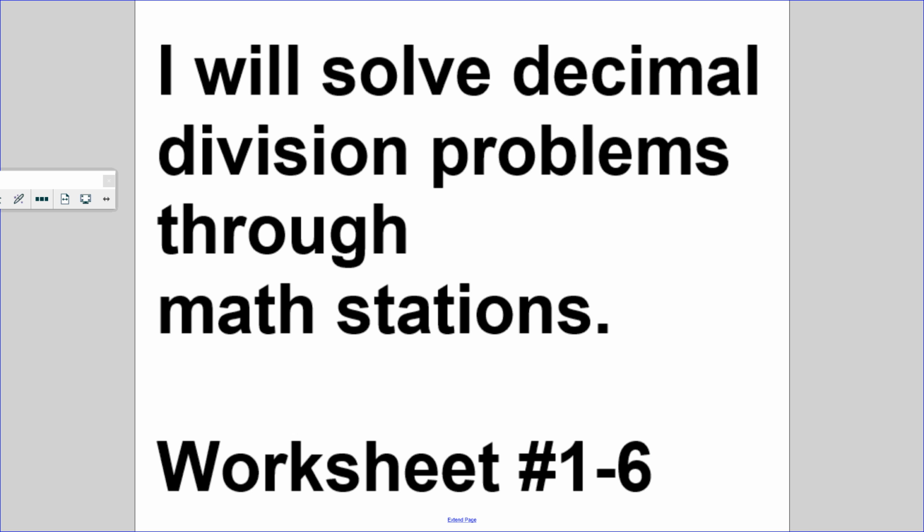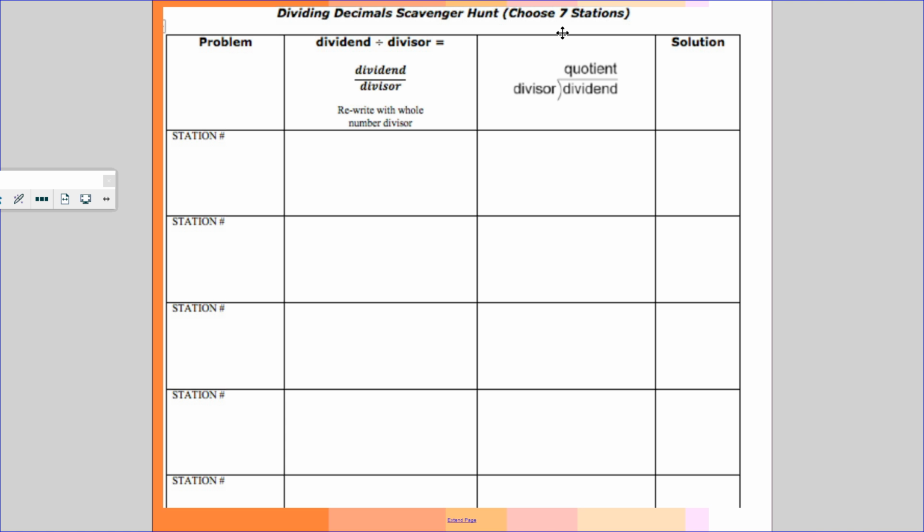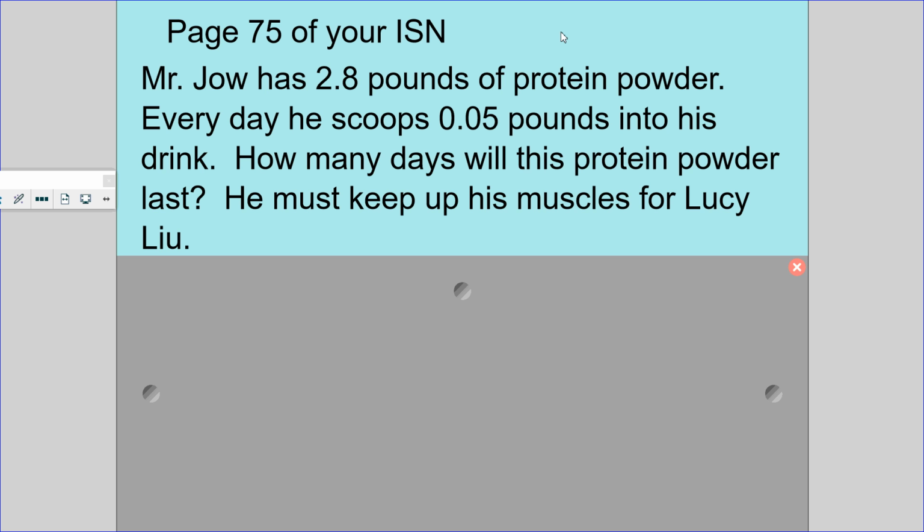So today you're going to be going through math stations. That means you will be answering about 10 questions that are hung up around the wall, and you're going to go around and answer different stations to practice your division of decimals. But before we do that, let's practice a question about me. Mr. Joe has 2 and 8 tenths pounds of protein powder. Every day he scoops 0 and 500 thousandths pounds into his drink. How many days will this protein powder last? He must keep up his muscles for, of course, Lucy Lou.